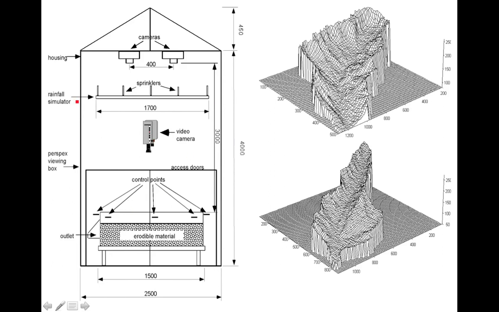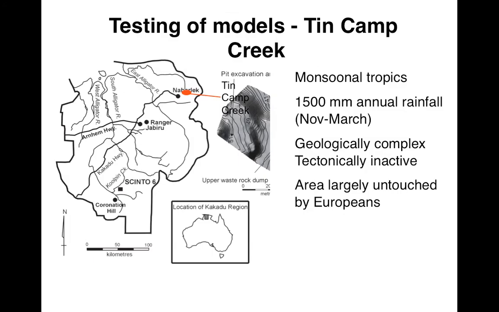Then he had some sprinklers applying the rainfall, and he had cameras up here which were able to do the photogrammetry and get three-dimensional pictures. This was just an image of what was actually happening during a rainfall event. And these are the resulting landforms. Okay, so Greg tested his models at this Tin Camp Creek site, which was up near the Ranger uranium mine, right, in the Northern Territory.